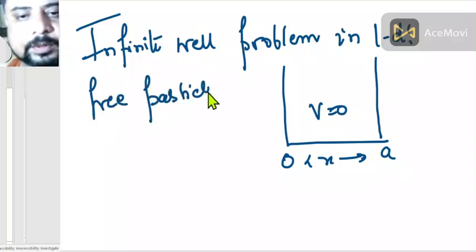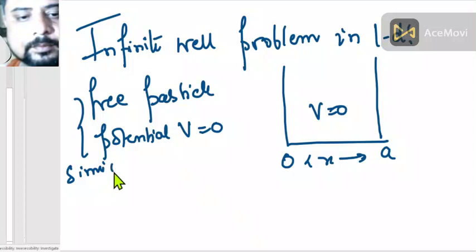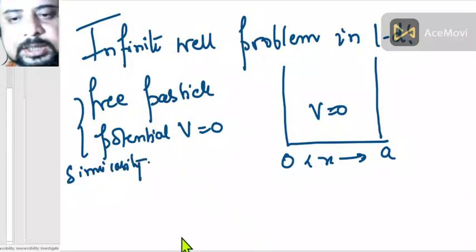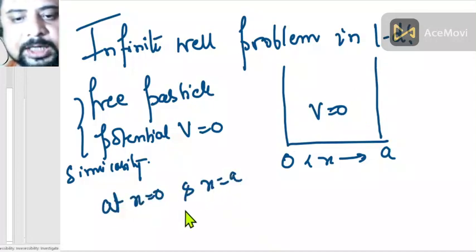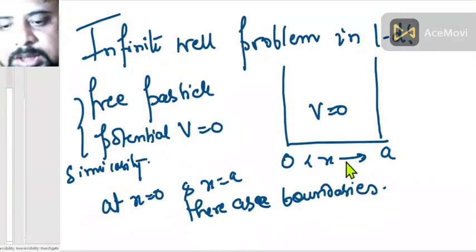Here the potential is 0. So for the free particle, you observe that the potential was 0. So here also the potential is 0. So this is the similarity. Whereas the dissimilarity is these two boundaries. At x equal to 0 and x equal to A, there are boundaries. That was not present in the free particle solution.